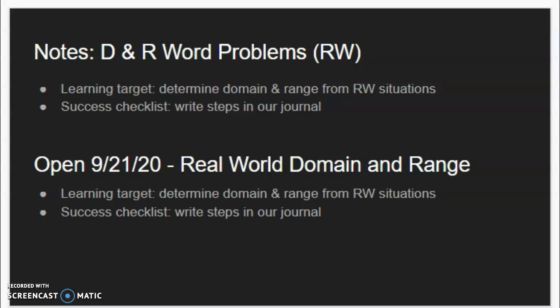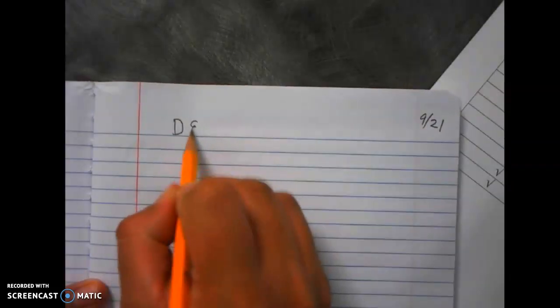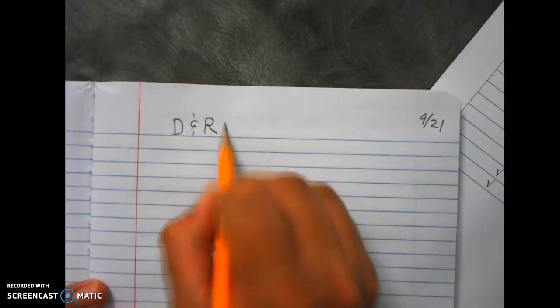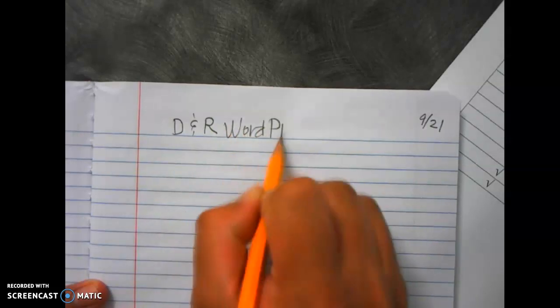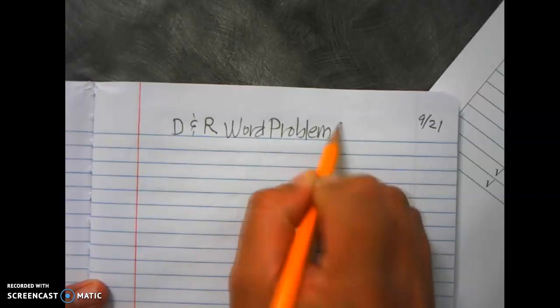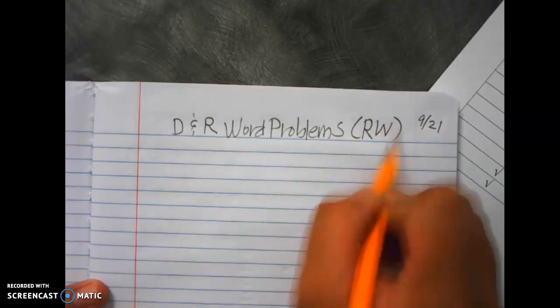Okay, the next thing we did from here was take some notes on domain and range word problems, RW's, real world situations. When we were done taking notes, we opened up our Jamboard assignment for today. But we're going to go ahead and take some notes right now. So the notes that we took, today's date, 9/21. We were talking about domain and range word problems, or we call these the real world situations.